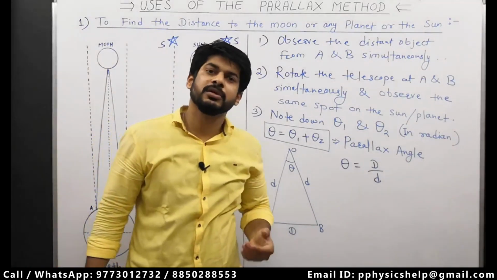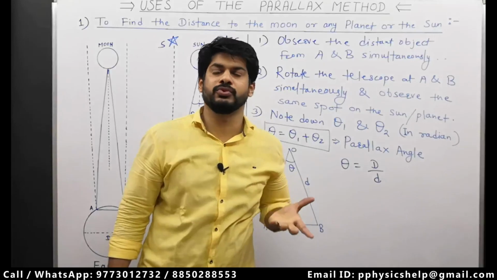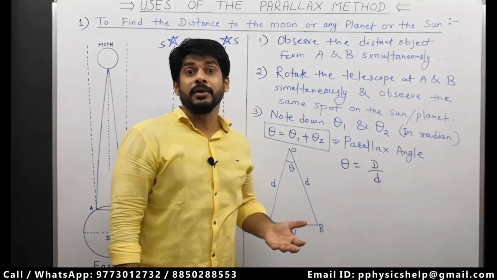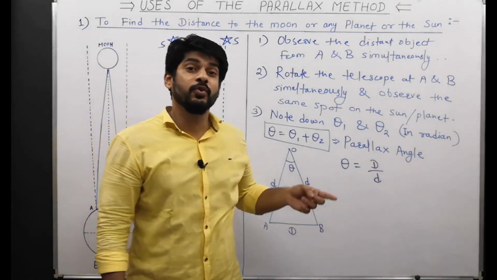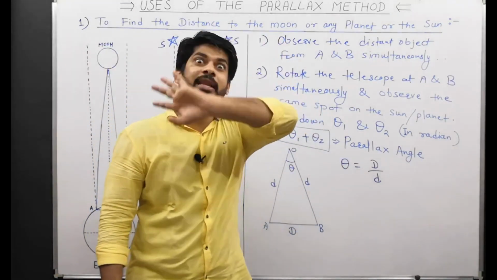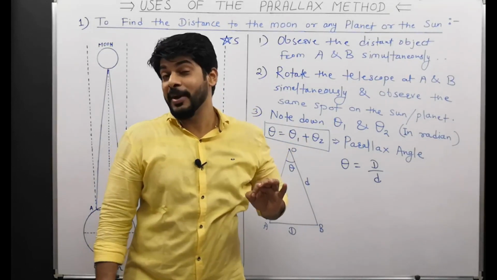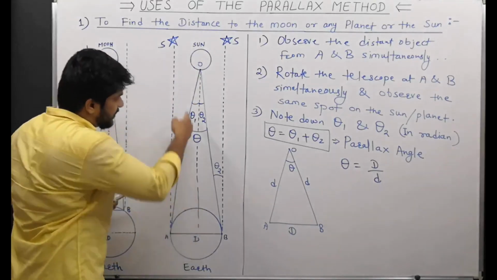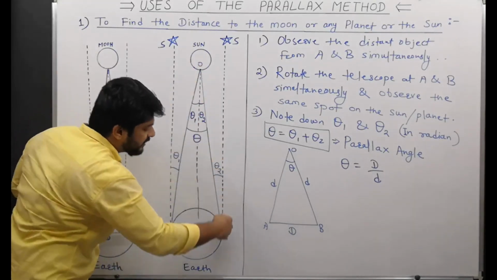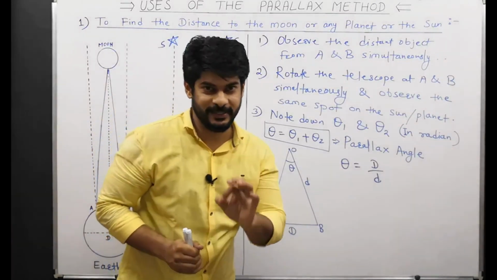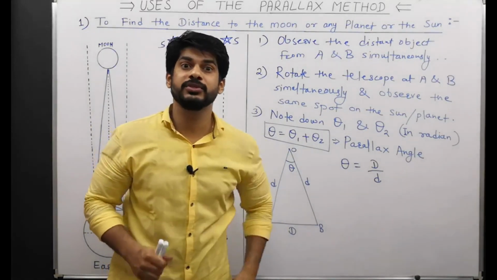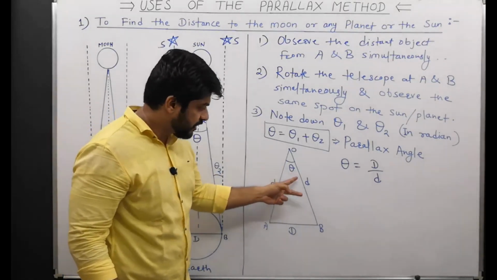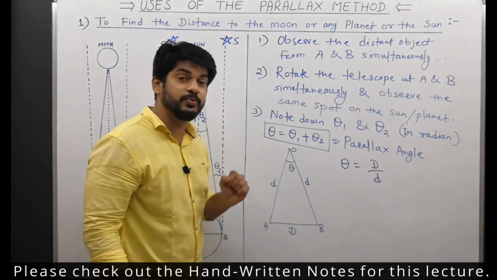What is the radius of the earth? 6400 kilometers, almost. 6400 kilometers. What is that distance in comparison to 1.496 × 10^11 meters? So you can imagine. In such cases, this distance and this distance are almost the same. That's why we have chosen this distance d. That's why we are saying that we want this small d.